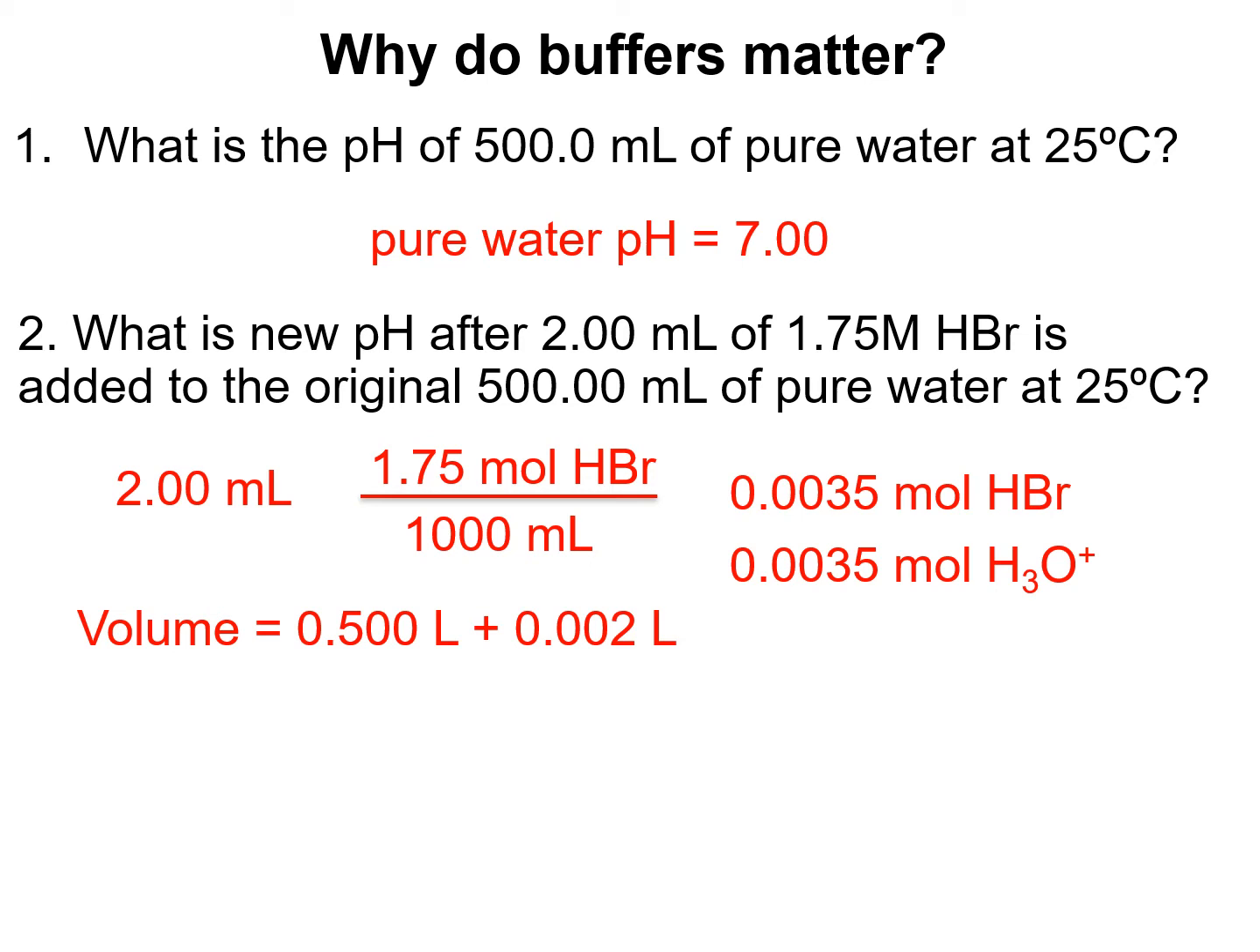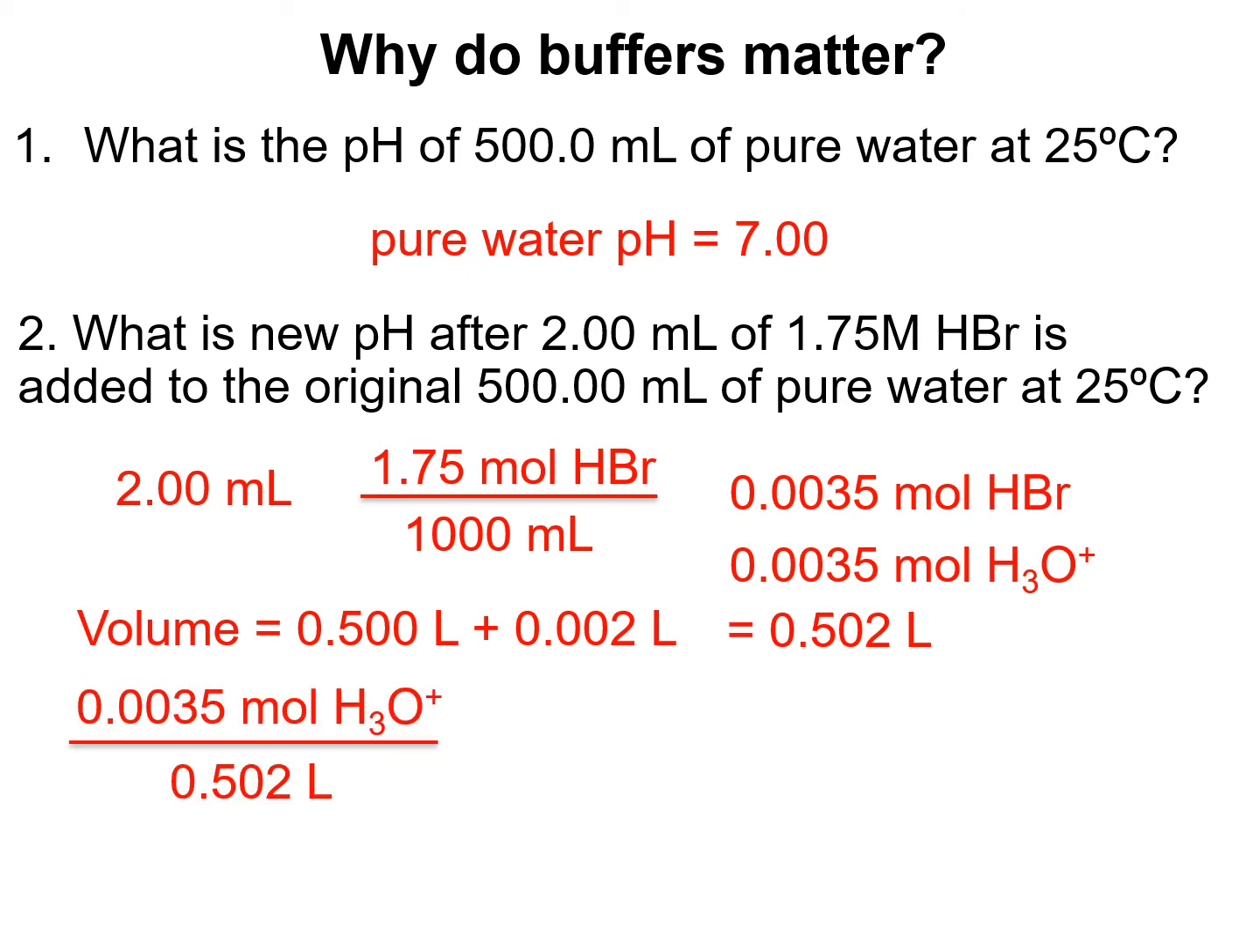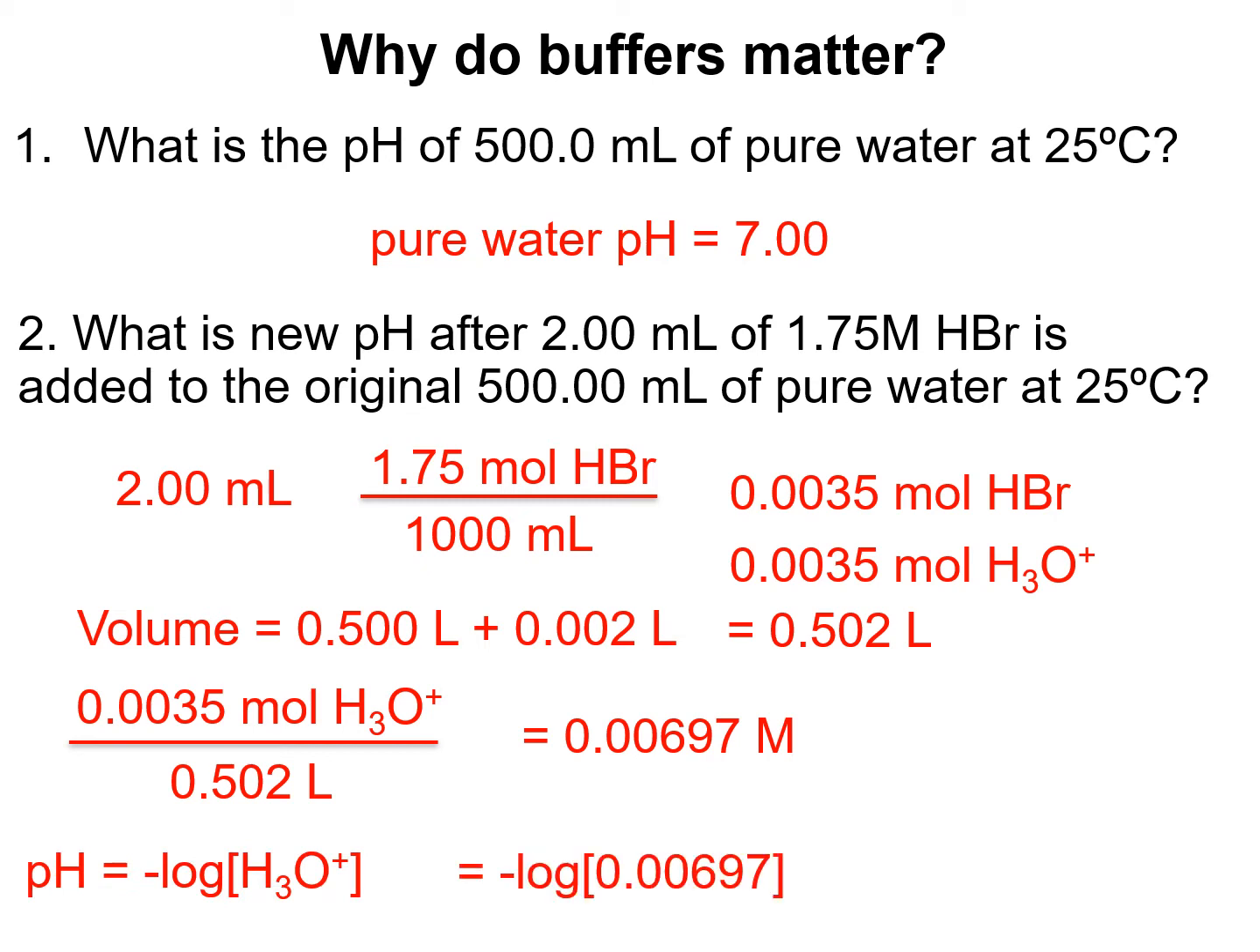From here, I now have how many moles of acid I have present. I have a volume. I can go ahead and get a total molarity of my hydronium concentration. Once I have my hydronium concentration, I can take the negative log of that. That would give me the pH. So just looking at adding 2 milliliters to a 500 milliliter solution, we've gone 5 pH units. And we're going to do a lot of these types of calculations. So let's do another one looking at just base.